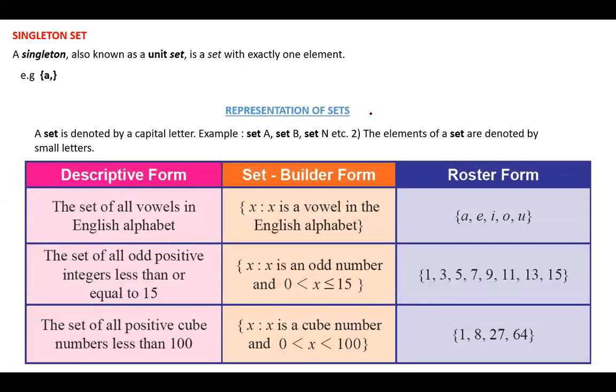So this is the representation of a set. We can see there we have the descriptive form, where you just describe a set, for instance, a set of vowels in the English alphabet. And then we also have the set builder notation. This is how you write it in set builder notation: you say x is such that x is a vowel in the English alphabet.